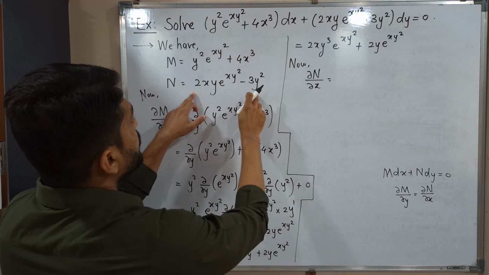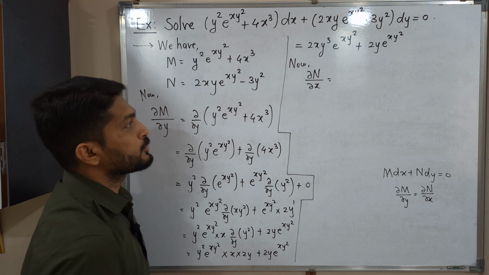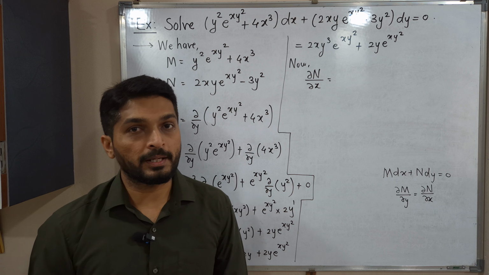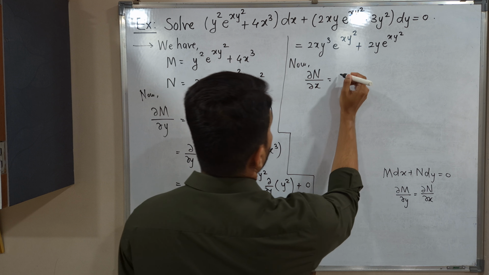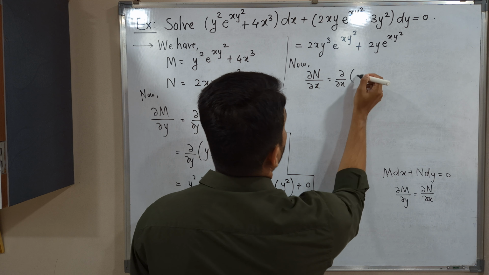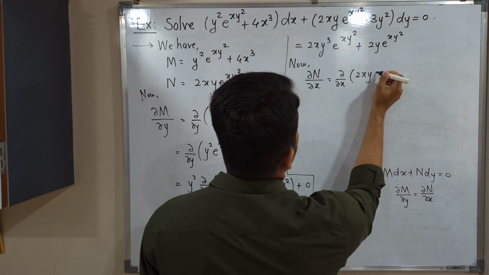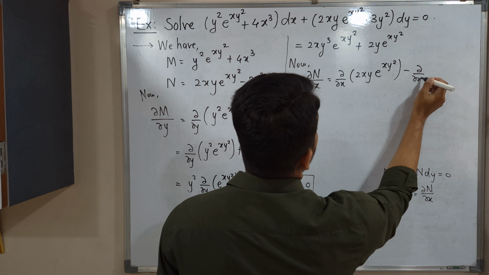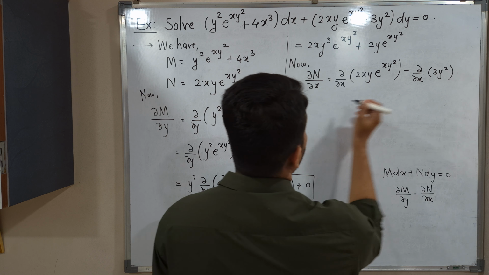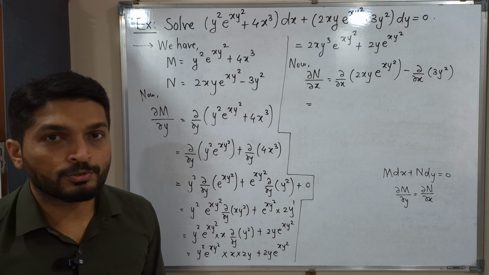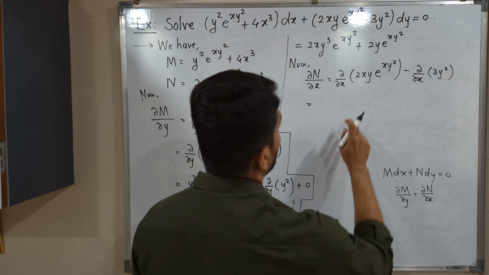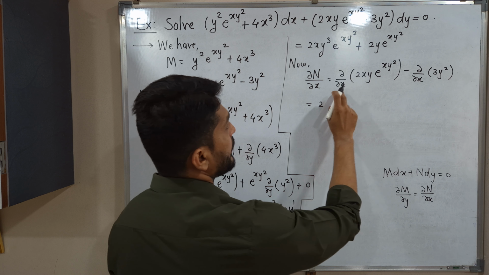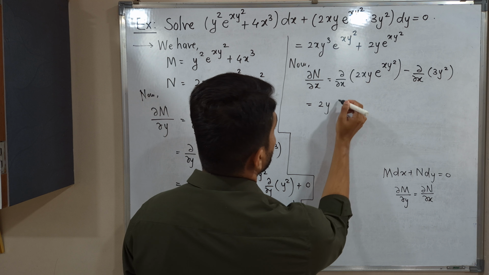As you can see, there are two terms, and there is a minus sign between them. If there is addition or subtraction, we take separate derivatives. Here also I will take separate derivatives: derivative of 2xy e raised to xy square minus derivative of 3y square. If we have any constants, we always take them outside first, so the problem will be very simple. 2 is a constant, you can take it outside. y is also constant since we are differentiating with respect to x, so y also will come outside.